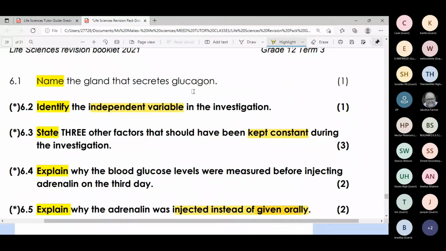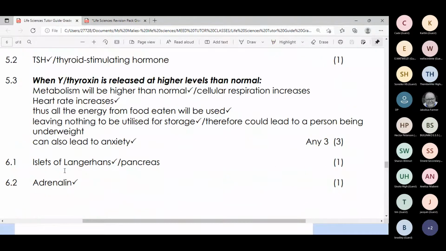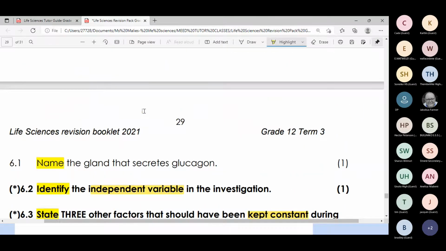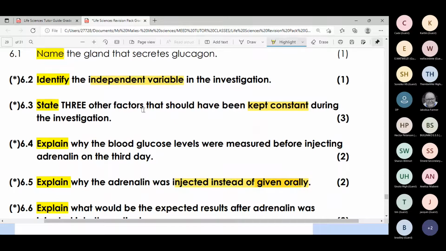Then 6.2, identify the independent variable. So what is the independent variable? Adrenaline. Why do you think they said it's adrenaline? 6.3. So the independent variable, grade 12, is the one we can manipulate, right? The one we can change. Dependent variable is the one we measure.